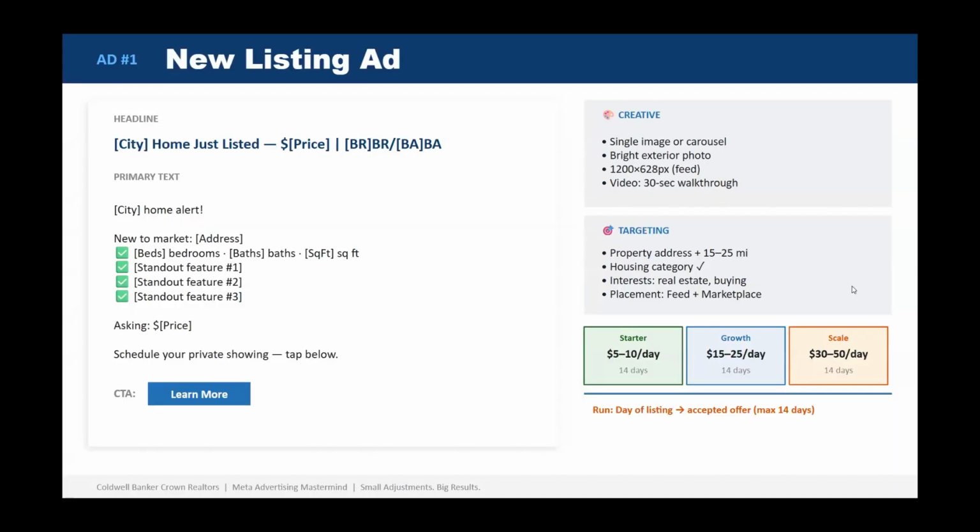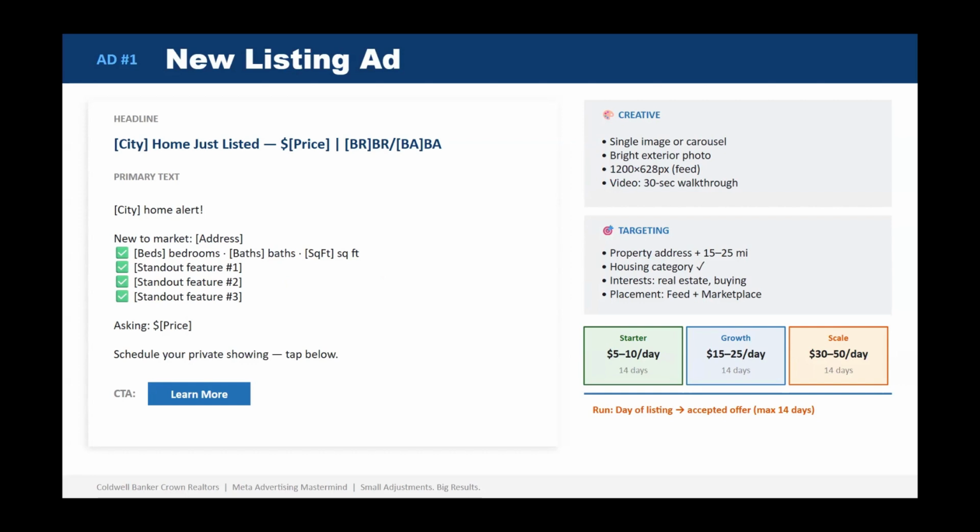New listing ad, I'm sure you guys have seen this a million times, right? New home just listed. This home, this lake home. Here's a picture. Come see it. Learn more. When you set up these ads, you should be very aware not only of the housing category when you're doing your targeting, but also where this ad is going.